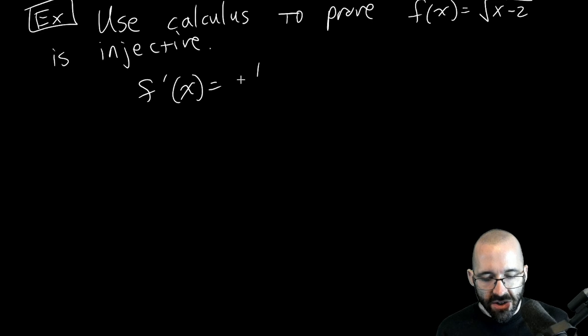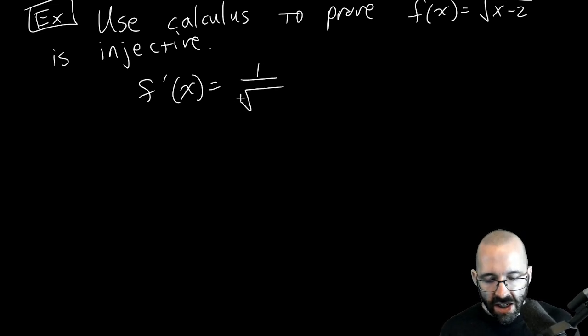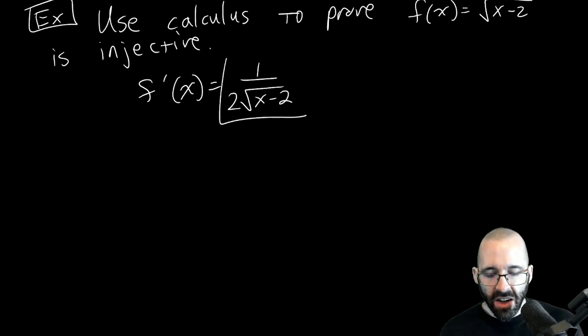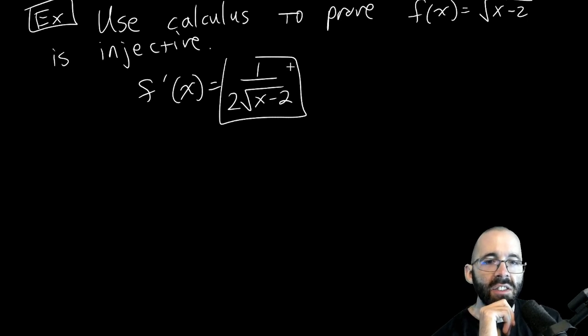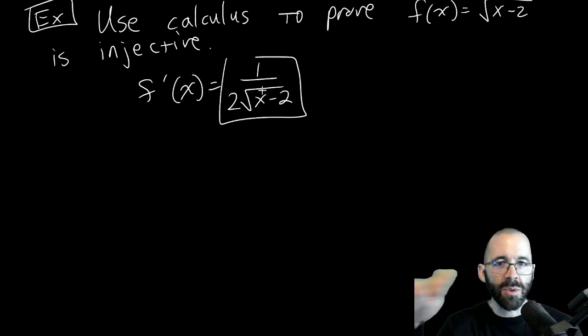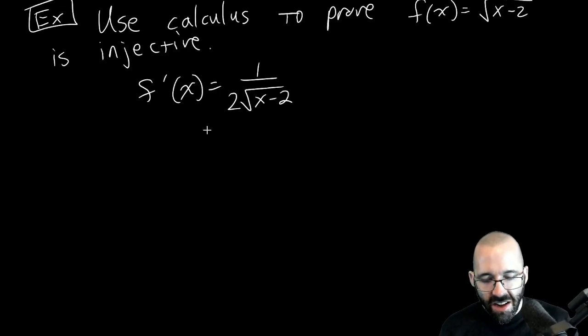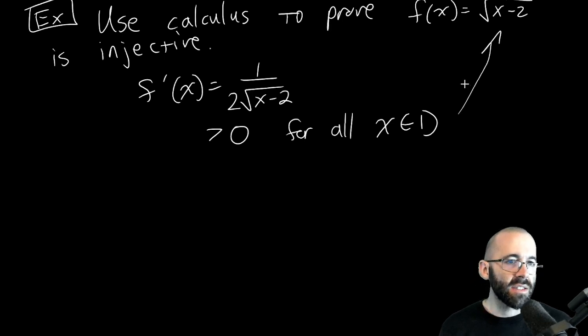Now, the derivative of this function, you could write this as an exponent of 1/2. You could use the power rule with the chain rule. You're going to get that the derivative is this. And here's something cool that you can do. Remember, if the derivative's positive, the function's increasing. If the derivative's negative, the function's decreasing. If the derivative ever equals 0, it's flat right there. This is always a positive number. This is positive for all x in the domain. And the domain of this function is all x at least 2.